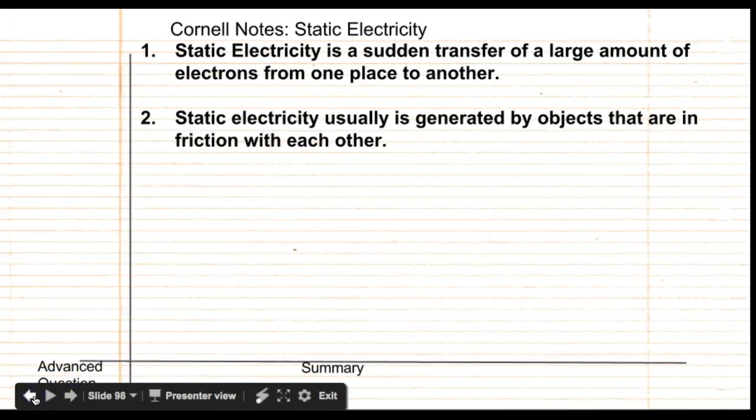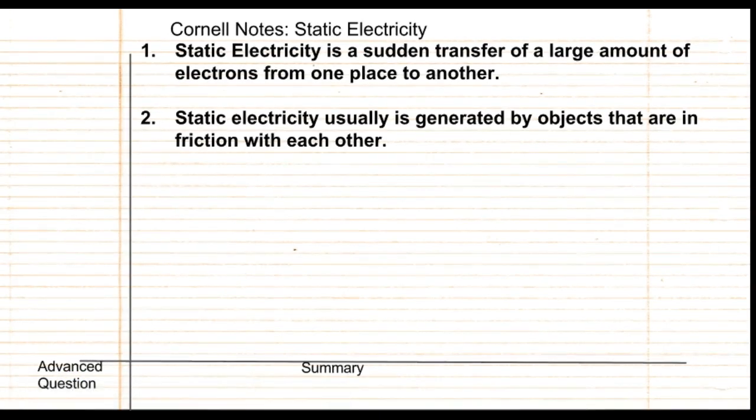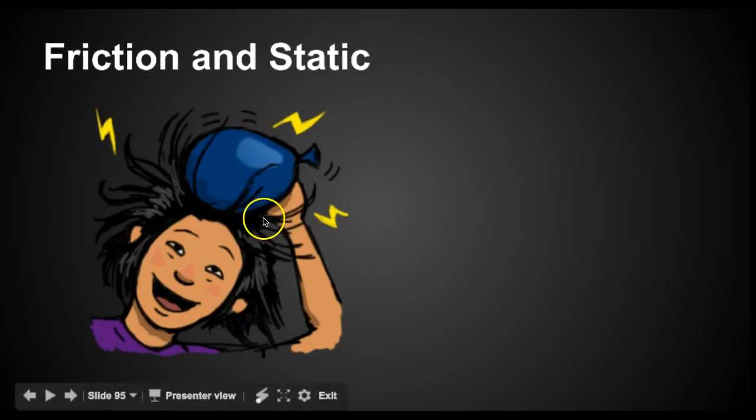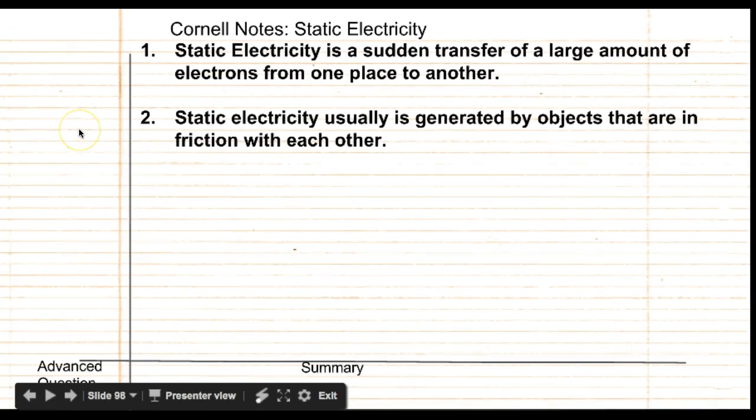Static electricity is usually generated by objects that are in friction with each other. So when you rub a balloon on your hair, these two things are in friction, and that generates static electricity. But you might ask, why am I not always getting shocked? Why am I only sometimes getting shocked? Why do I only feel static electricity on certain occasions? We'll talk about that next. But meanwhile, go ahead and come up with your question for number 2.